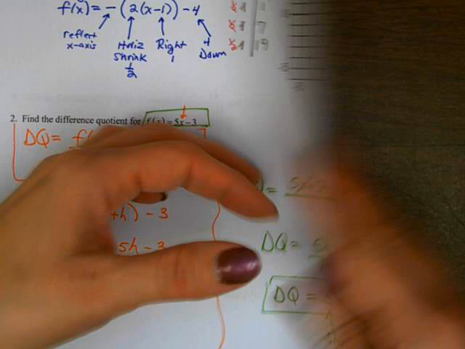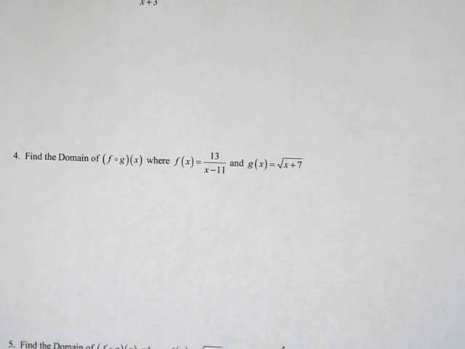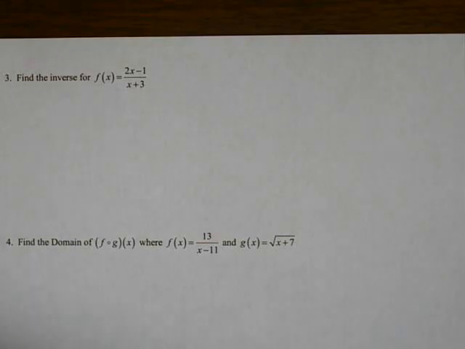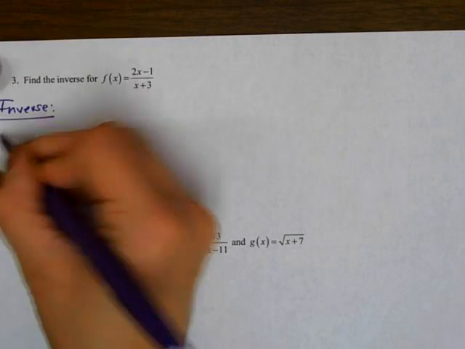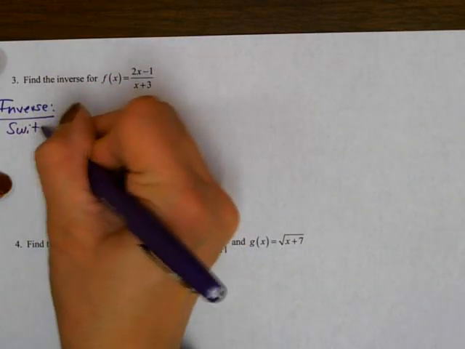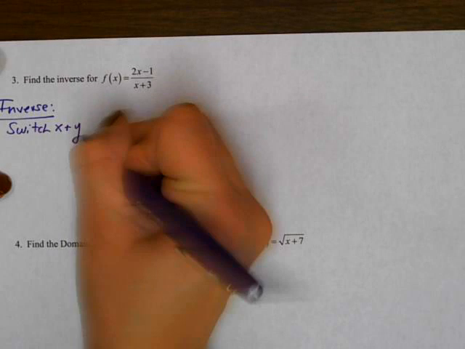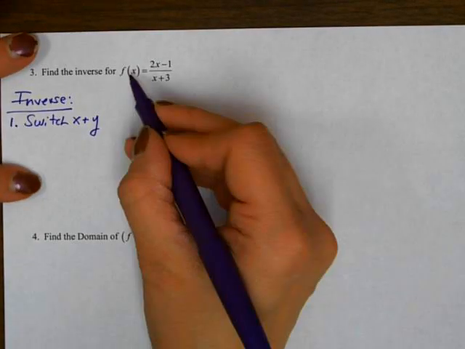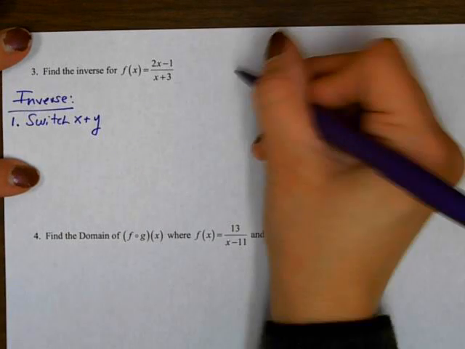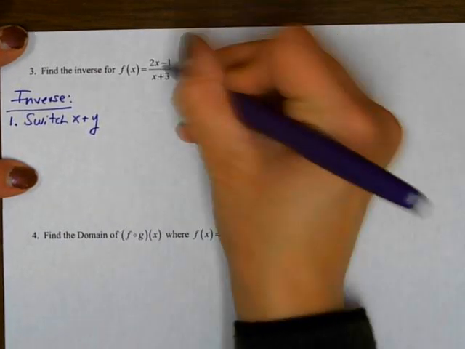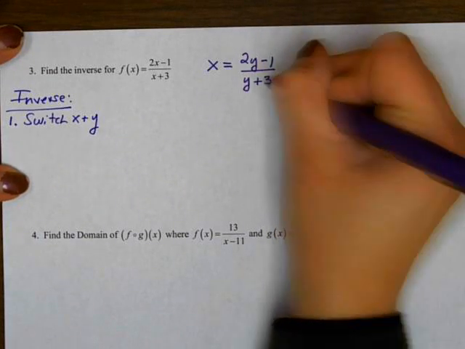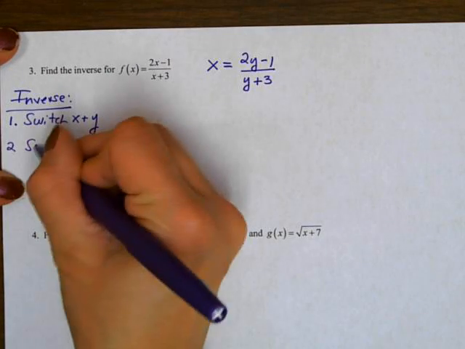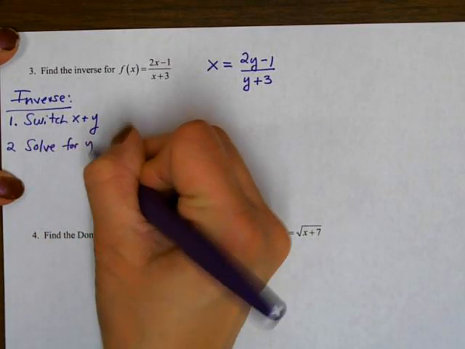Okay, what else did we do in chapter 2? Okay, we learned how to find an inverse. Okay, finding an inverse, let's just go ahead and write down those steps for people. Okay, how to find an inverse. Step 1 was you switch x with y. You switch x with y. So this is y equals, so I'm going to write x equals, and then that's going to be 2y minus 1 over y plus 3. Okay, then you go ahead and you solve for the new y.